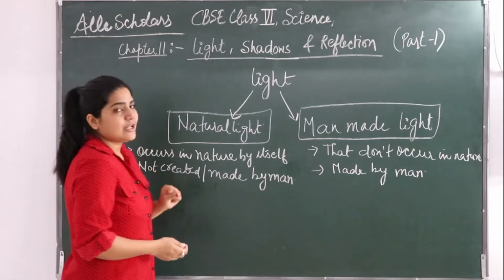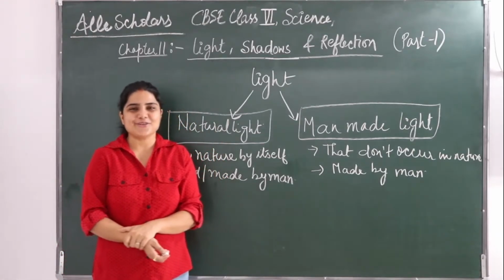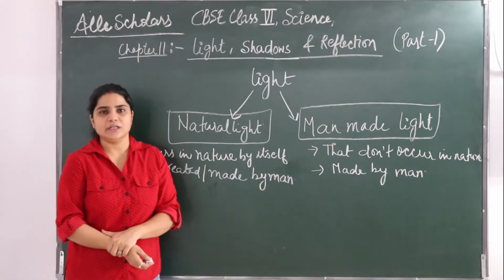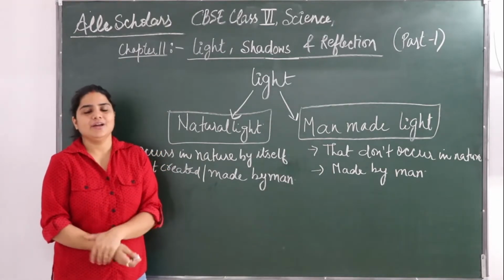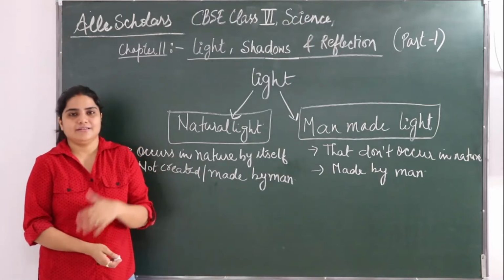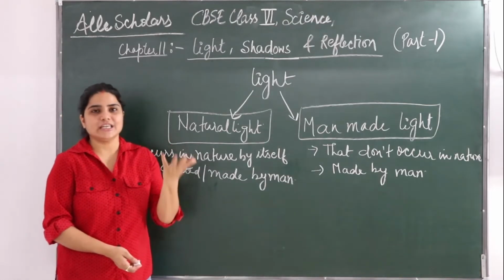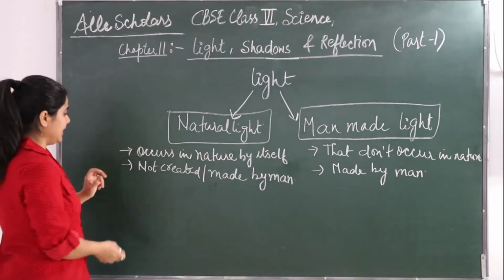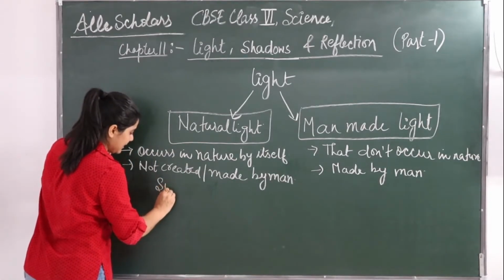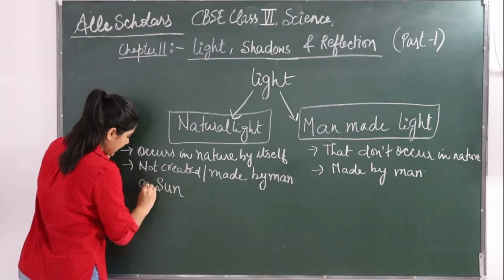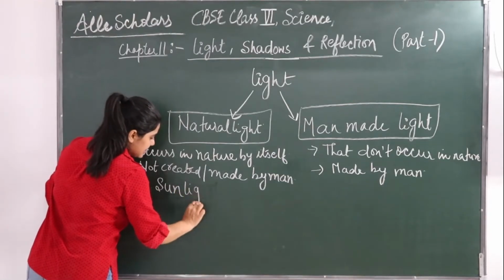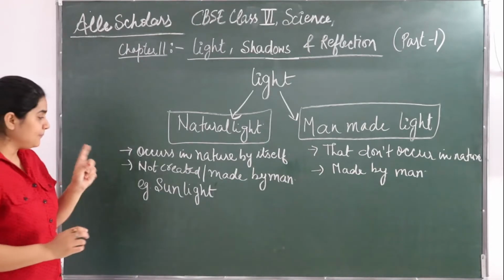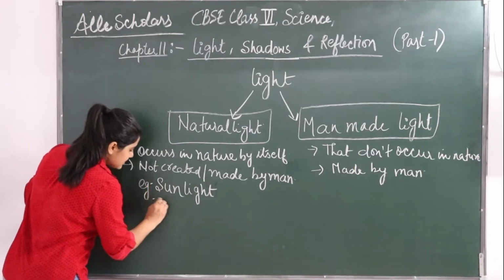So students, now can you think of what is a natural light? One which can't be created by anybody, and we have not seen from when it has been existing. So that is sunlight. The first example is sunlight. So sunlight is a natural light. Nobody created it.